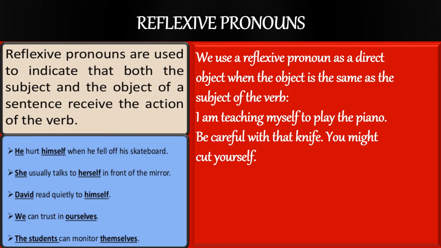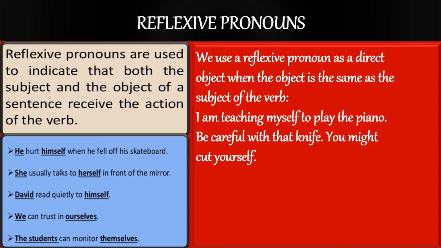Reflexive pronouns are used to indicate that both the subject and the object of a sentence receive the action of the verb. For example, he hurt himself when he fell off his skateboard. She usually talks to herself in front of the mirror. David read quietly to himself. We can trust in ourselves. The students can monitor themselves.